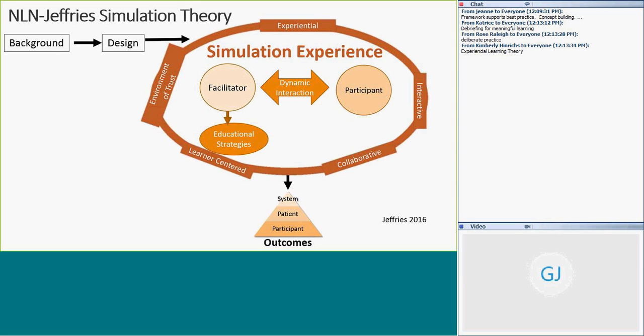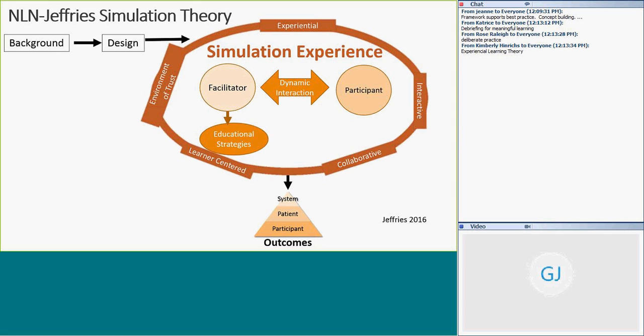And there's that simulation experience, so the background feeds into the design, feeds into the simulation experience, where there's a dynamic interaction between the facilitator and the participant. Facilitator skills, the educational techniques they're using, the prep that they've made for the simulation activity, all of that directly impacts the participant. And some of the literature suggests that participant age, their gender, their self-confidence, anxiety, where they are in their career, those kinds of things will also impact the simulation experience. In order to have an effective sim experience, it should be experiential, interactive and collaborative, and needs to be participant-centered, Jeffries uses the word learner, and all built, of course, on an environment of trust.